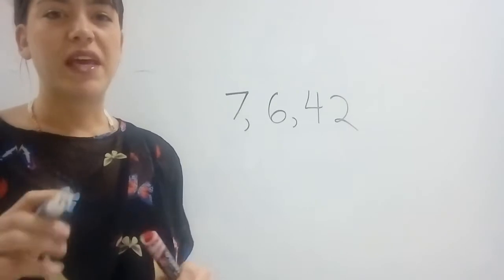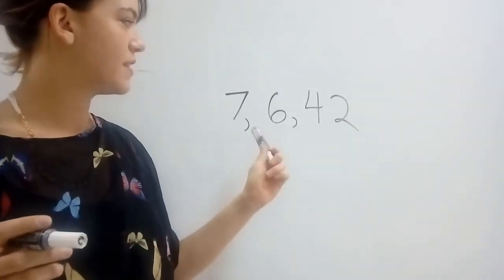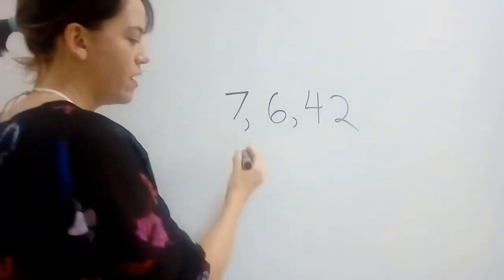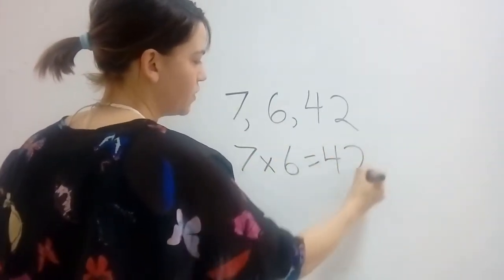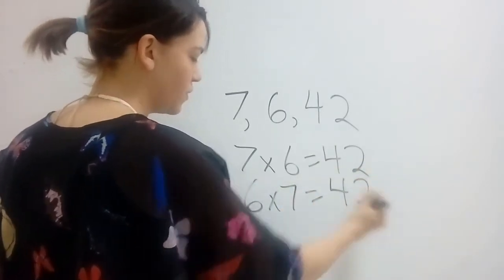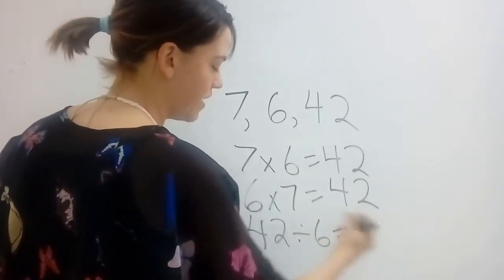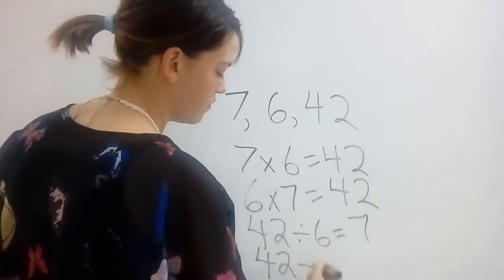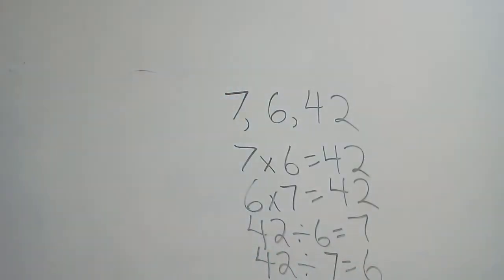When I say to make as many related facts as you can from 6, 7, and 42, it's 7 times 6 equals 42, 6 multiplied by 7 equals 42, 42 divided by 6 equals 7, and 42 divided by 7 equals 6.